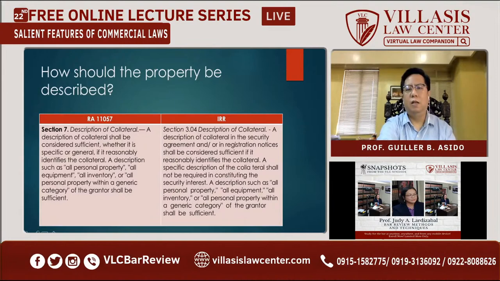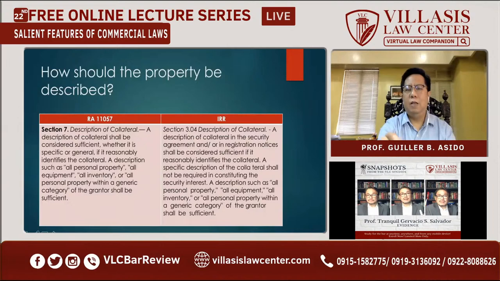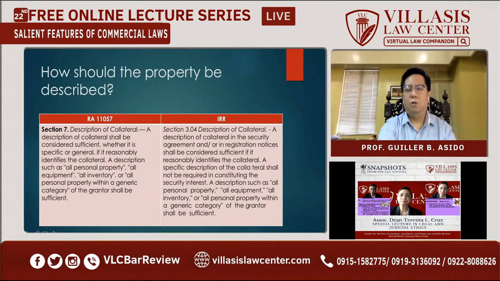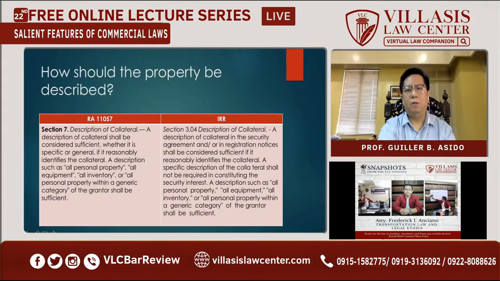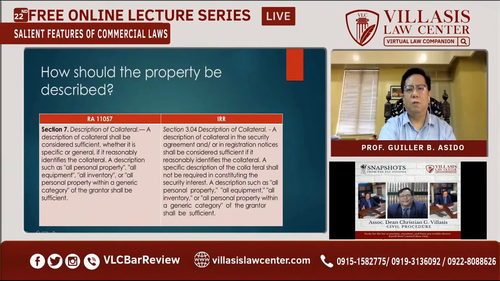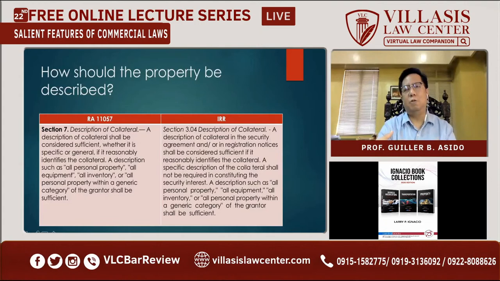So how should it be described? It should be considered sufficient if it reasonably identifies the collateral. And a specific description of the property as collateral is not required in constituting the security. Note the last sentence of IRR Section 3.04: a description such as all personal property, all equipment, all inventory, or all personal property within that generic category shall already be considered sufficient. So description, while required, has general considerations as well on how it should be done. A general description is allowed based on the requirement of the form.